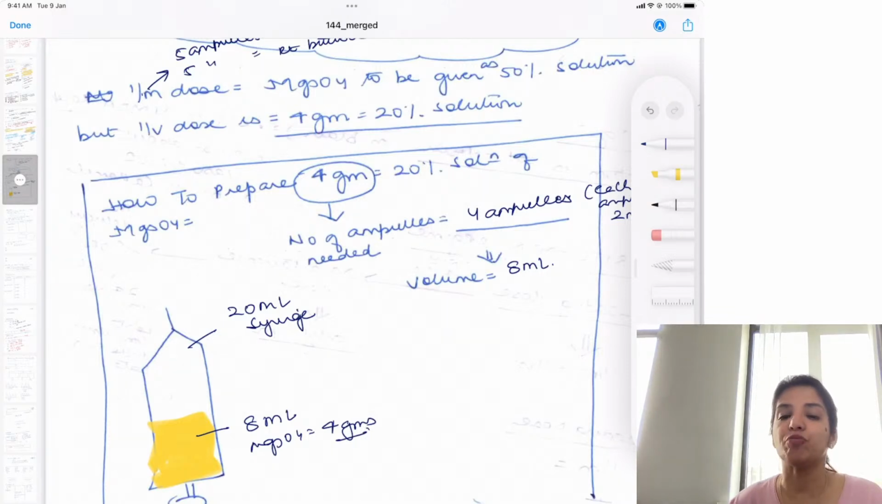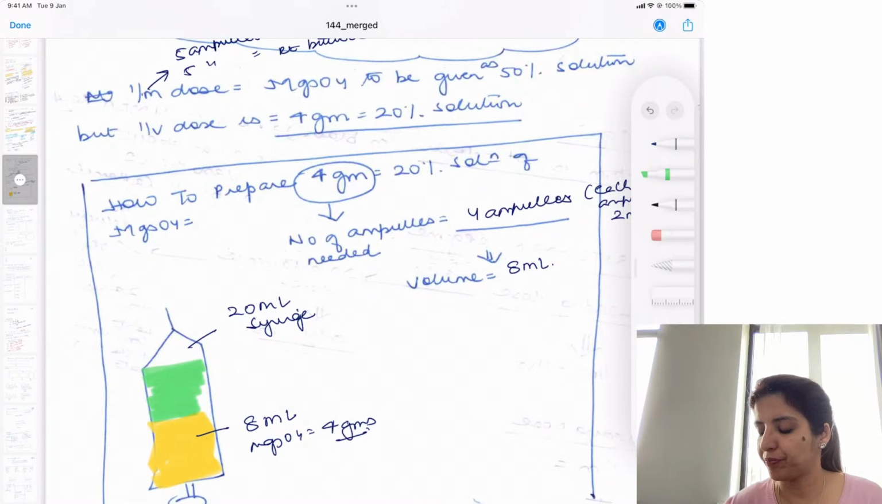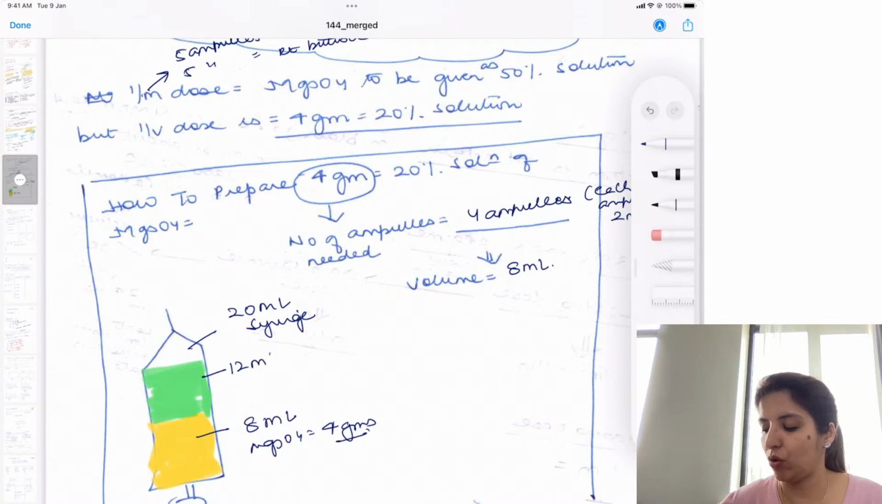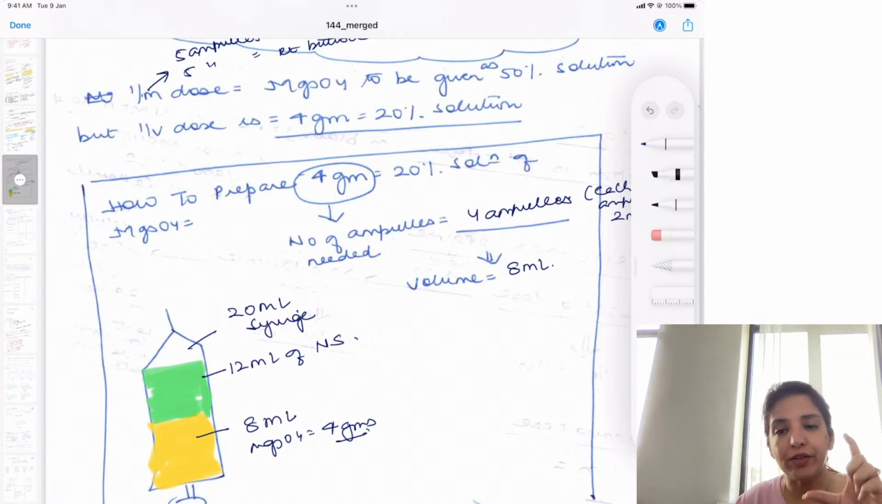8 ml magnesium sulfate has 4 grams magnesium sulfate. अब जो remaining syringe में 12 ml है, I am going to put normal saline 12 ml. So now I am putting in the syringe 12 ml of normal saline. So इसका मतलब कि अब 20 ml बन गया, 8 ml magnesium sulfate, 12 ml हमने उसमें we have added normal saline. So total जो अब syringe में volume है, that is 20 ml. And उस total 20 ml में 4 grams magnesium sulfate है. In other words, I have made a 20% solution. And now this I am going to give as IV dose to my patient.